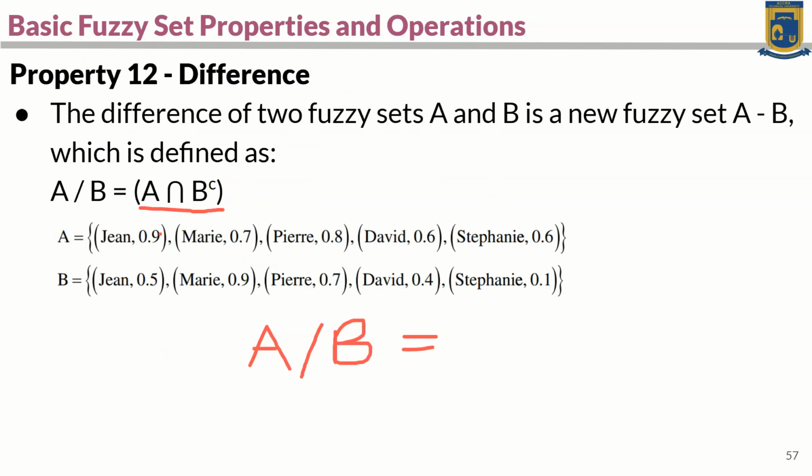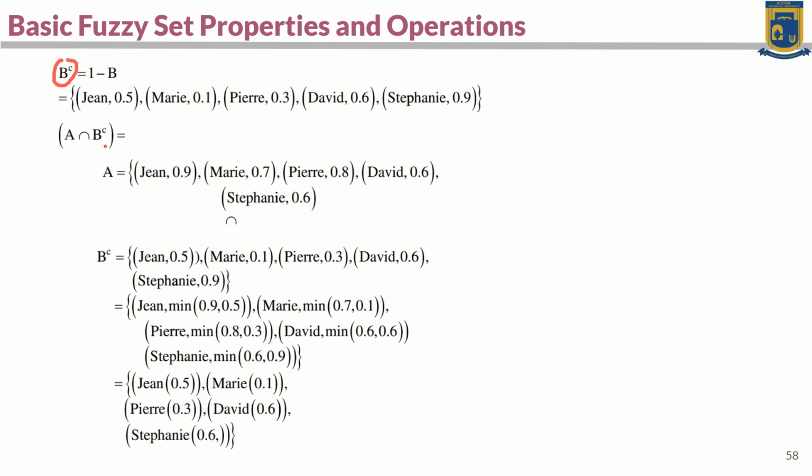The minimum, right? So here, this is our A, this is our B. You find the intersection. If you look at it, you're going to find the minimum 0.5, which is here. You find the minimum 0.1, which is here. You find the minimum 0.3, which is here. You find our minimum.